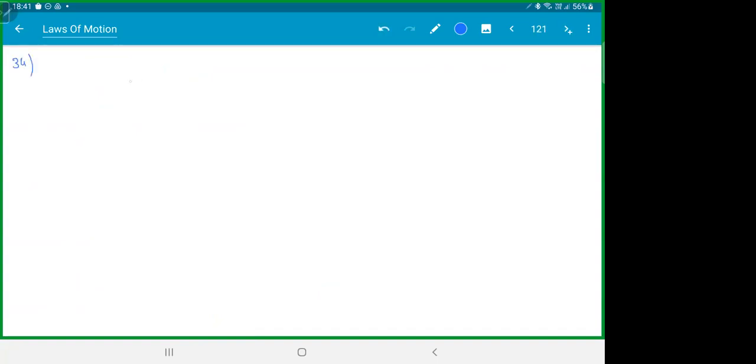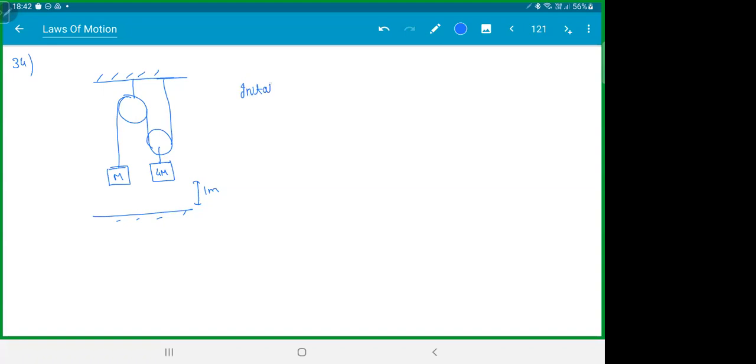Now, when will this method not work? Let's say you have block M. Block 4M. This is 1 meter. Initially, both are at rest. Find the acceleration of the blocks.